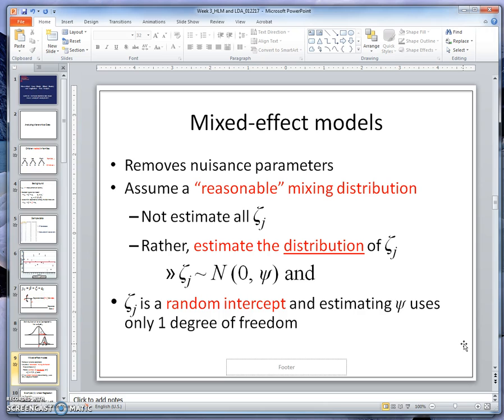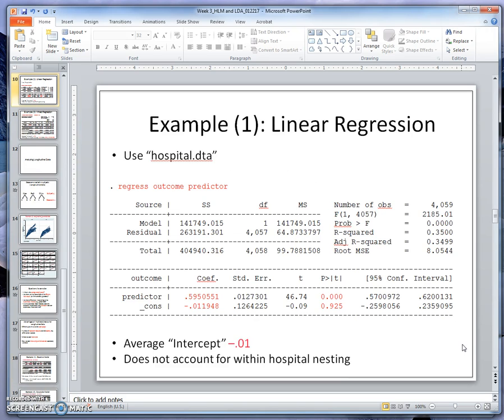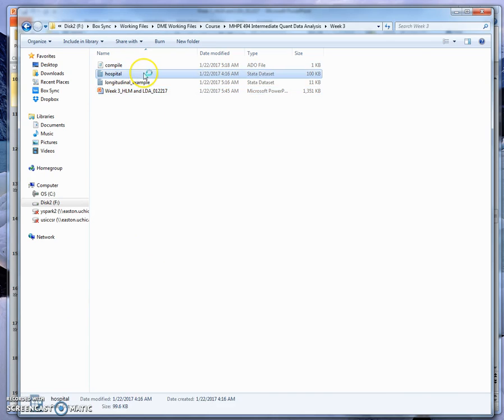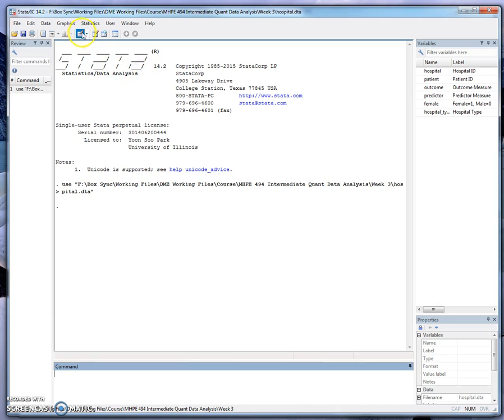All right, so let's open one example data set. This is the hospital data set that I have uploaded on Blackboard. Okay, so let's go here, and we'll open this example here.